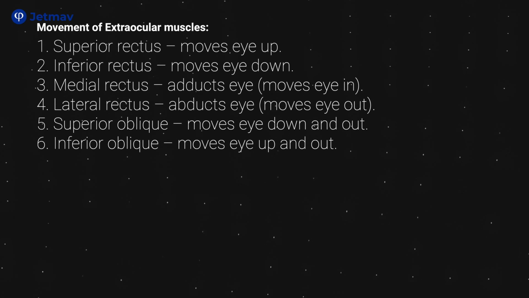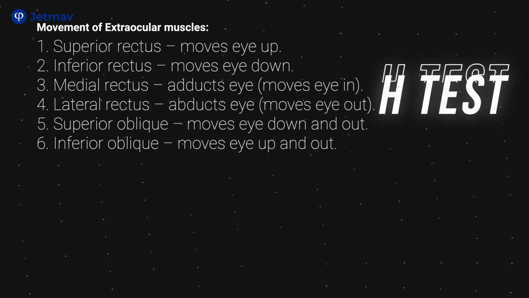Now, for testing this, we use what we call the H test for eye movement. We will sit at an arm's length from the patient, then ask the patient to keep their head straight. They should not move their head, they should only move their eyes, and they try to follow our finger while we make an H sign. So this will enable them to move their eyes and follow our hand movements. So that's how we test for this group of cranial nerves, and we're going to demonstrate it now.